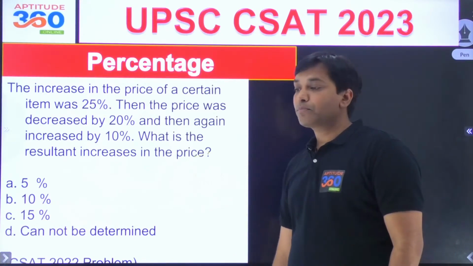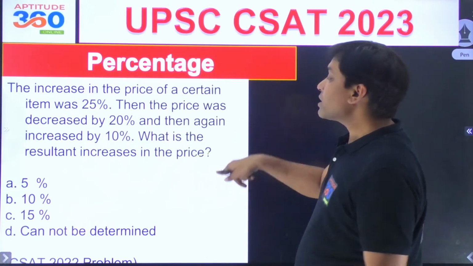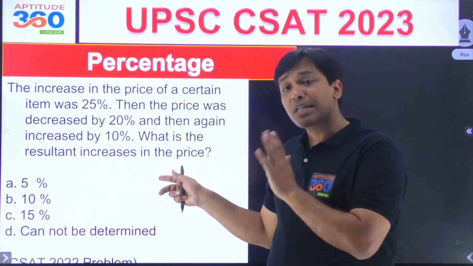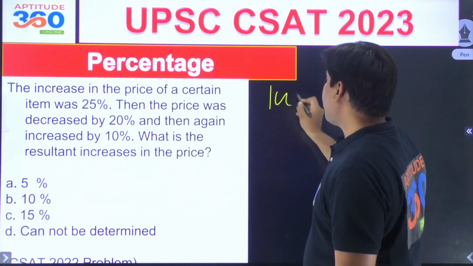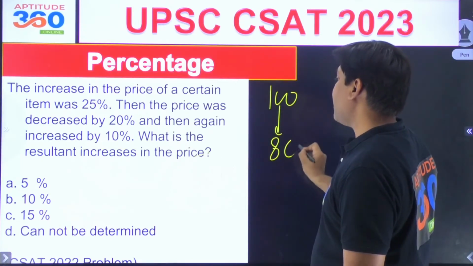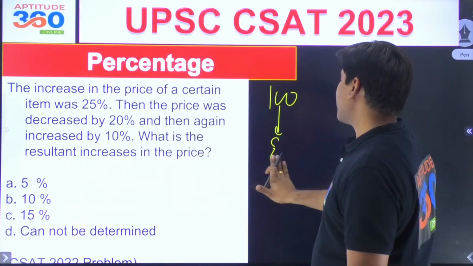Okay. So this is the problem that was asked in CSAT 2022. It is pretty simple. If you had taken 100, you would have gone to 80, right? It was increased by 25%.